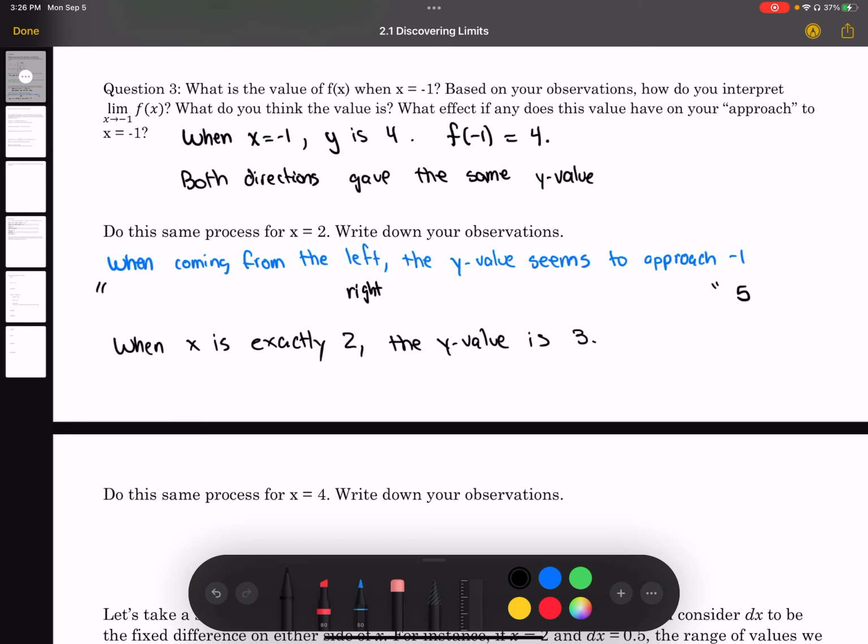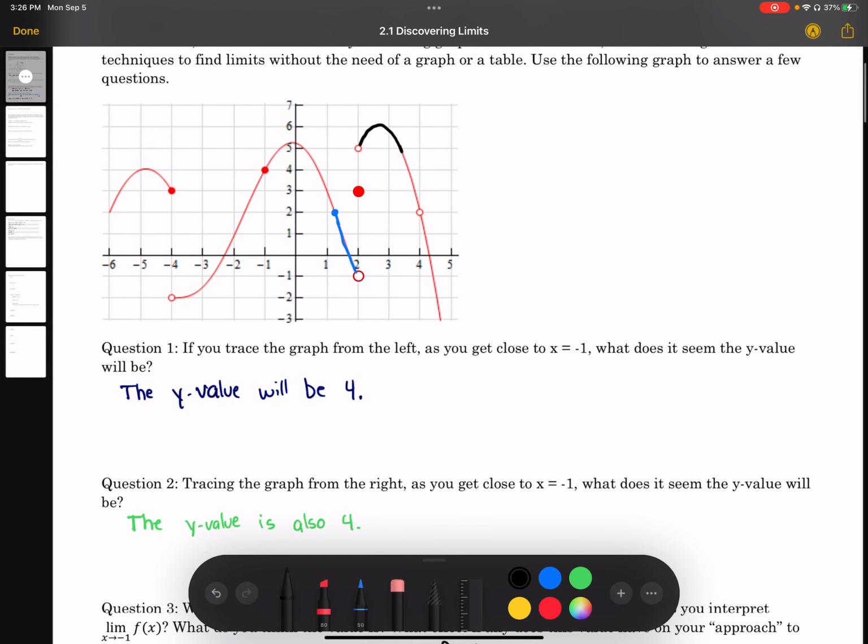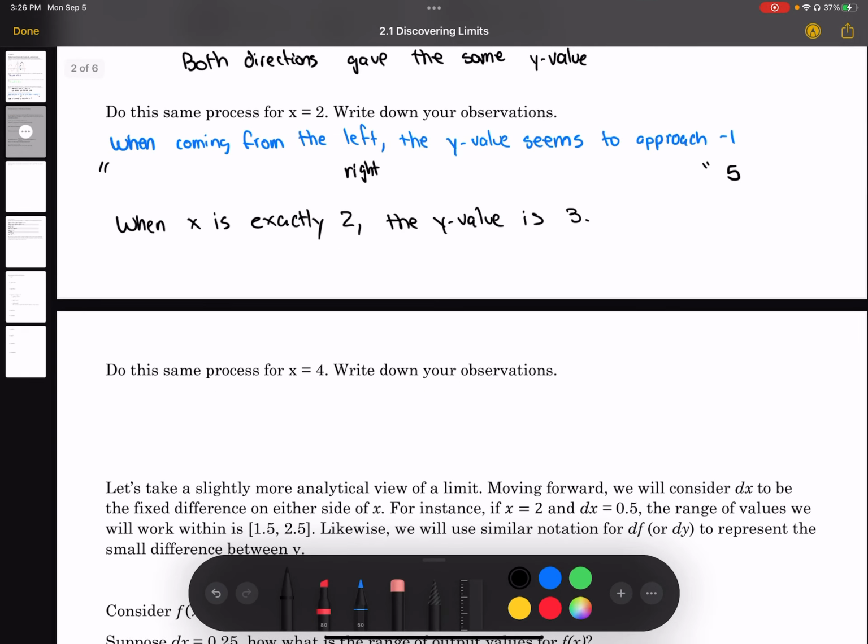So would you say the limit existed at this point? We get 3 different values. When we approach from the right, we get 5. When x is exactly 2, we get 3. And when we approach from the left, we get -1. I would say here the limit does not exist. And maybe we'll come up with a reason why.